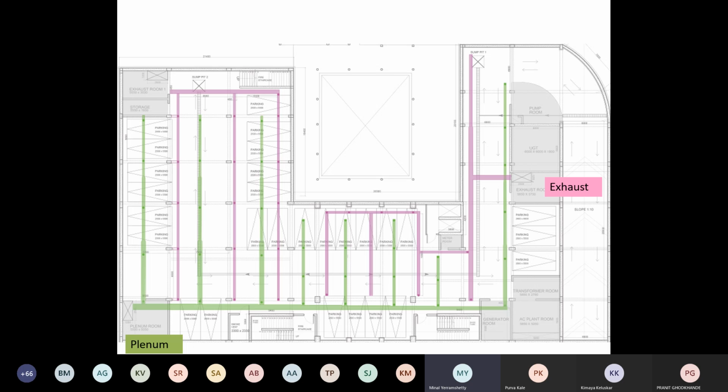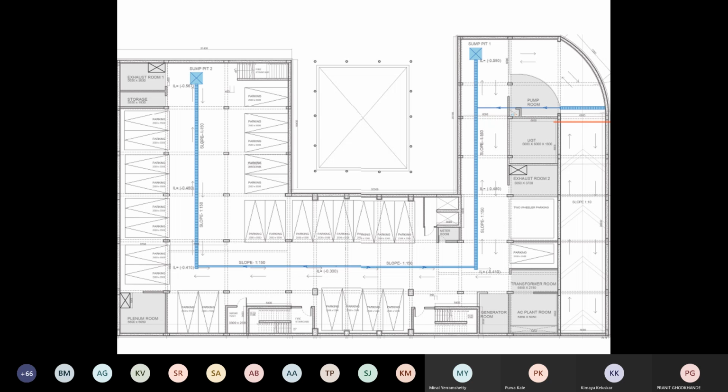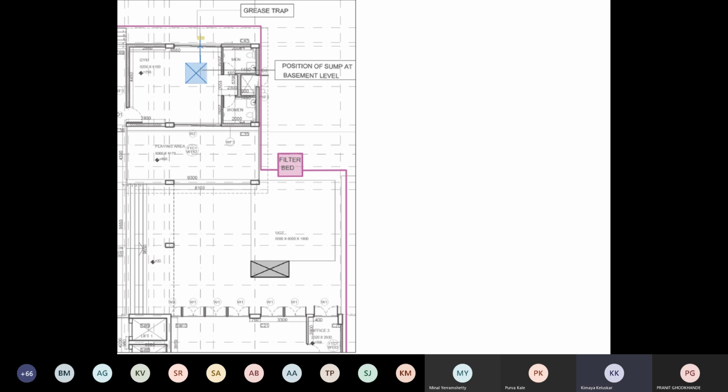Now, if I go back to the drawing which showed you the ground floor, do you see? Can you go back, Kimaya, once again? Sorry. Is this the one?